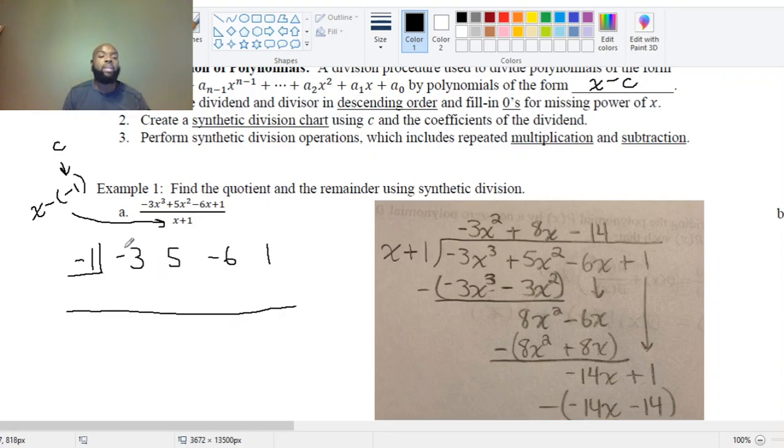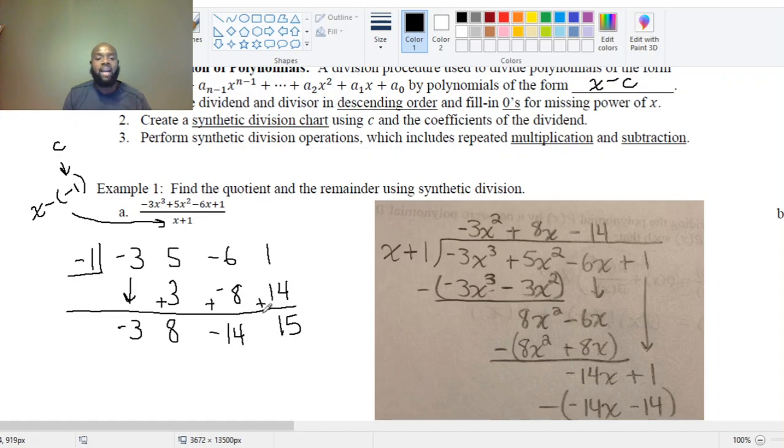The first thing I do is I bring down this first number here, -3. Then I'm going to multiply. -1 times -3 is a +3, and I'm going to put that under 5. Then I'm going to do addition. 5 plus 3 is 8. Now I'm going to start that process over again. -1 times 8 is -8. Once I put it there, I add it to that next term, to the term above it, which is a -14. I start the process over again. -14 times -1 is a +14. Add those things together, and I get 15.